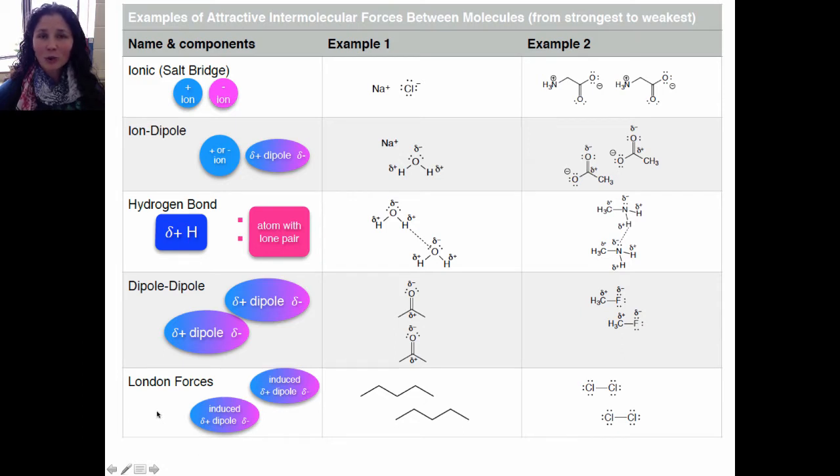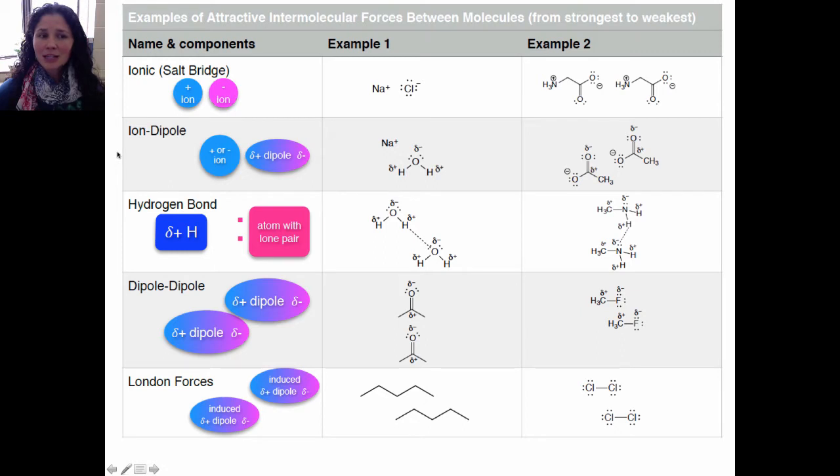Nonpolar molecules will only have London forces. If a molecule is polar, it will have London and dipole-dipole, but the dipole-dipole interaction will be stronger and more important than the London forces. A polar molecule may also have hydrogen bonding, and if that's the case, the molecule would have hydrogen bonding, dipole-dipole, and London, but the hydrogen bonding would be most important.